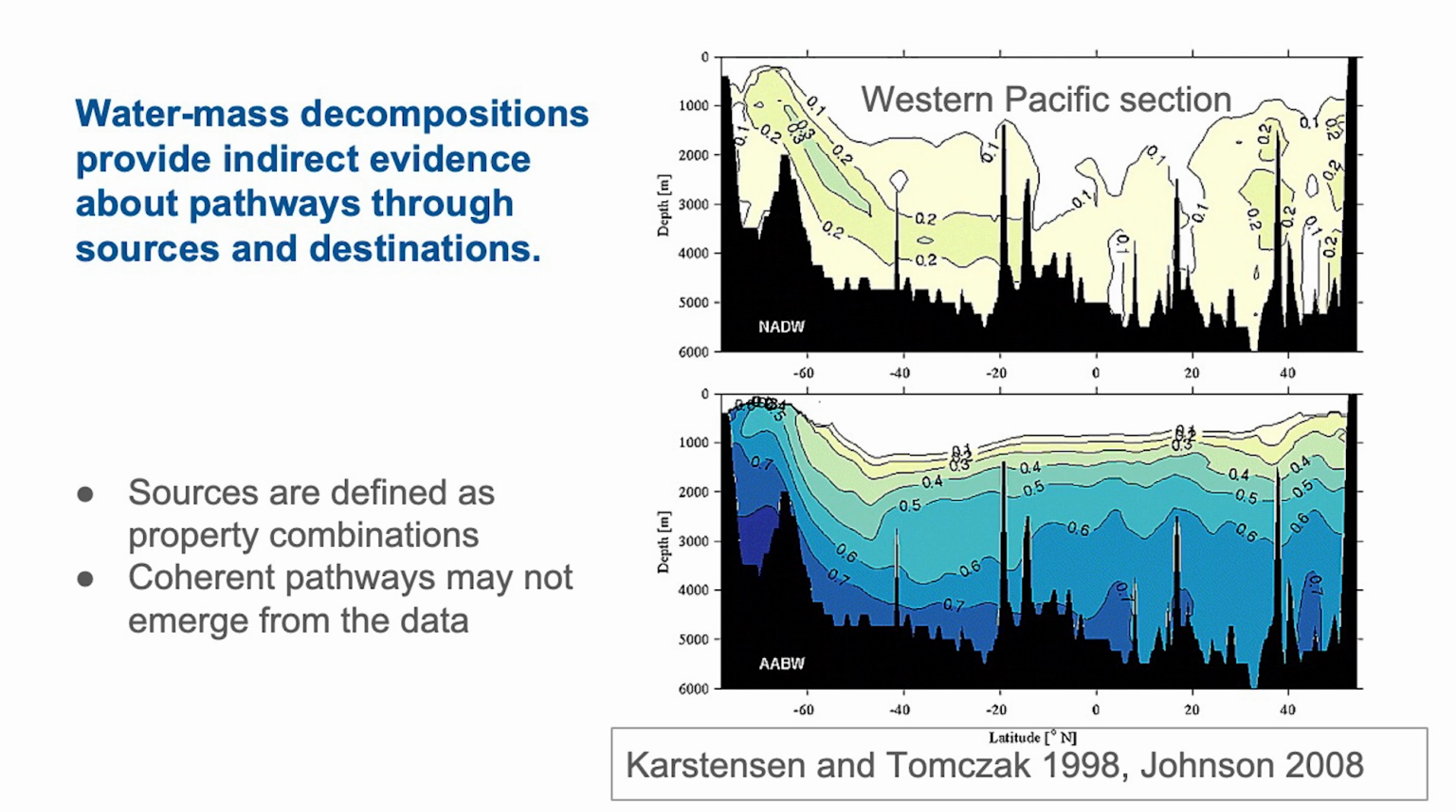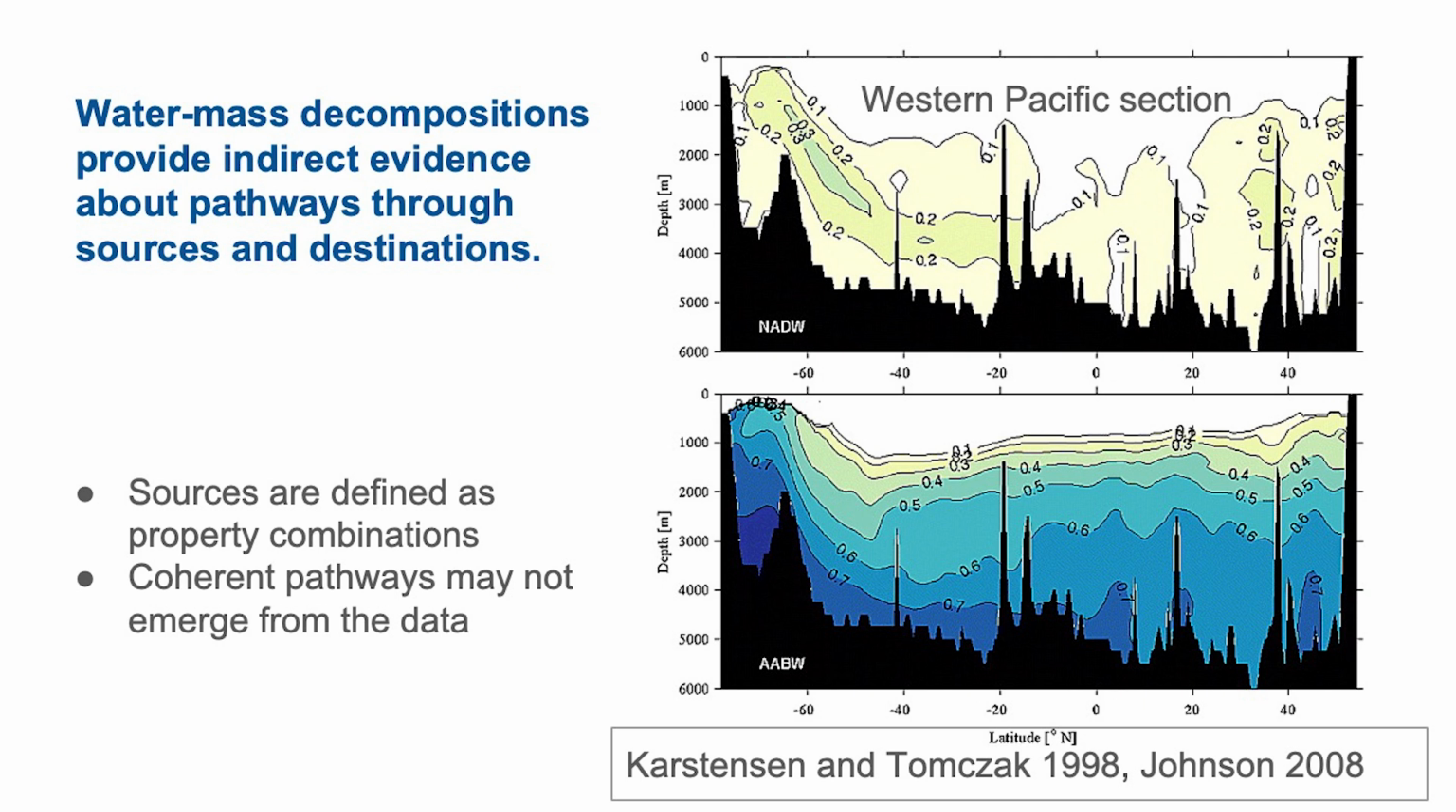However, I think it's worthwhile thinking of pathways more generally. These pictures from a paper by Greg Johnson in 2008 give us sections through the Western Pacific, and it's the fraction of water either from North Atlantic Deep Water in the top panel or Antarctic Bottom Water in the bottom panel. The fraction is telling us that there was some source of these waters and they've arrived at some destination. We don't have arrows connecting them, but our eyes are sort of bringing us from high concentration to low concentration. This information is a little bit more directly derived from observations, and yet it's already giving us something indirect about pathways.